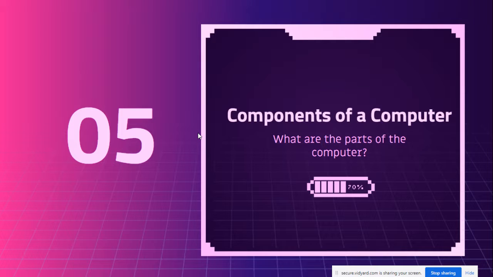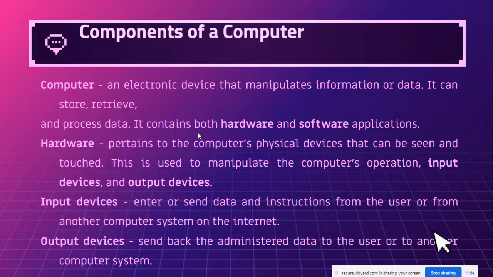Okay, so let's move on with the components of a computer. So it is true that most computers have their own distinct architecture and various hardware brands have been built, but all computers are standard with the components that will be mentioned right now. So the computer is an electronic device that manipulates information or data. It can store, retrieve, and process data. It contains both hardware and software applications. So what are these hardware and software applications? So let's talk about that right now.